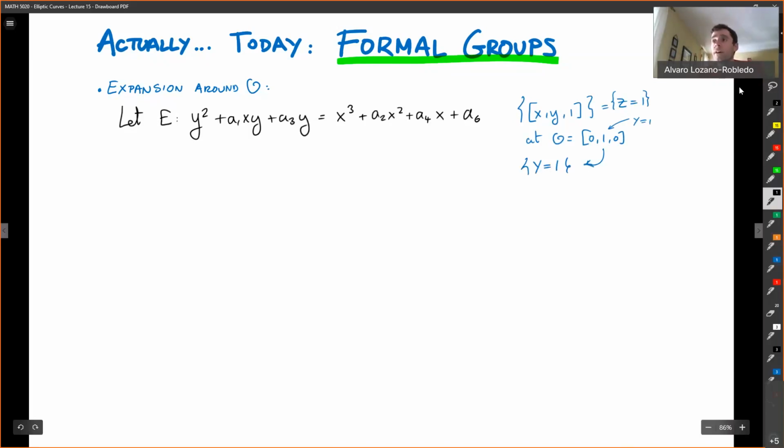So that is why I'm going to do the following change of variables. Let me change my camera view here.